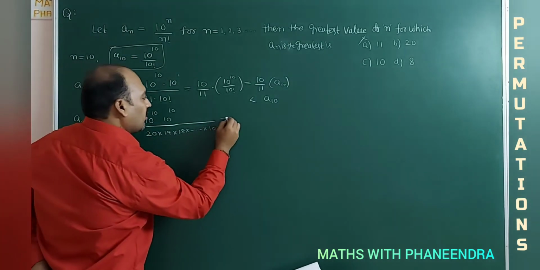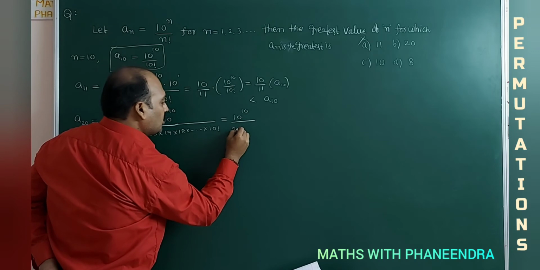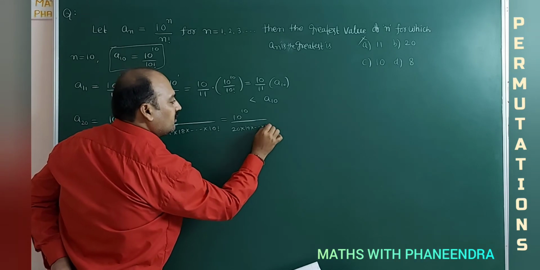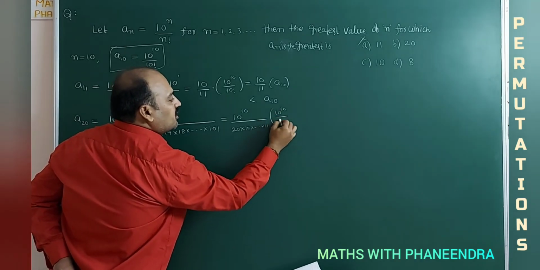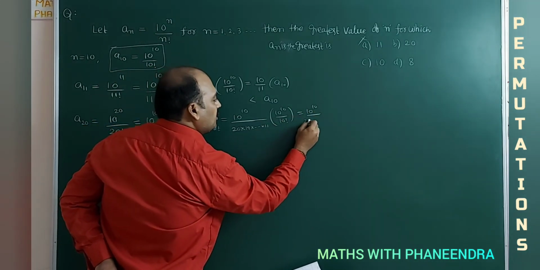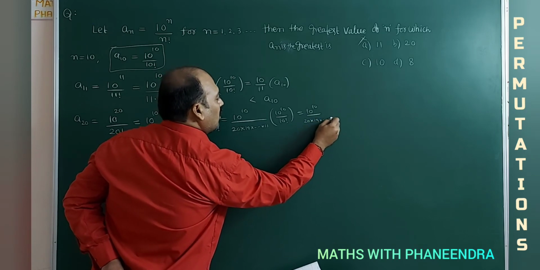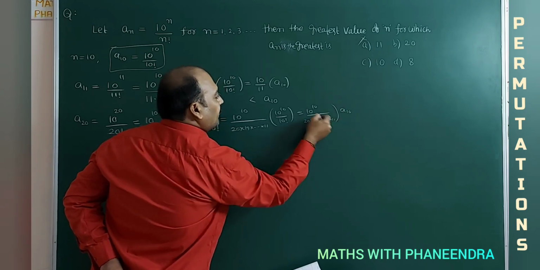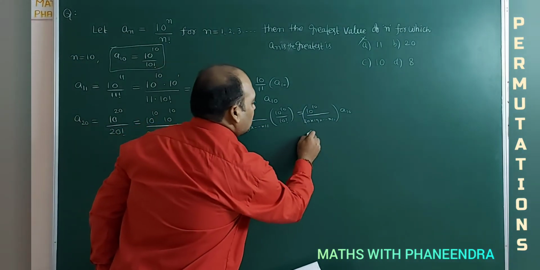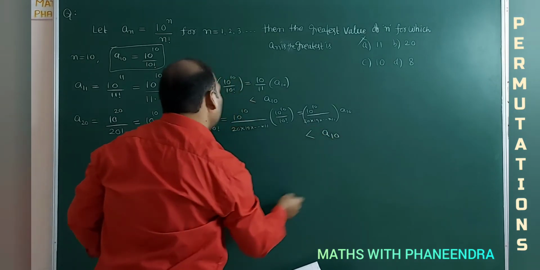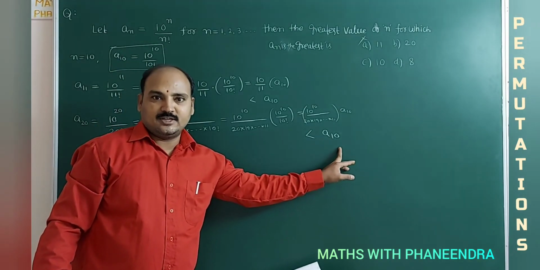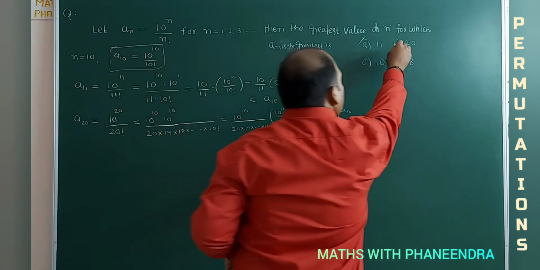So 10 power 10 divided by 20 into 19 and so on to 11, into 10 power 10 by 10 factorial, that is equal to a10. This 10 power 10 divided by 20 into 19 into and so on to 11 is also a small value, less than 1. So by calculating, it will come as a10. So a20 is also less than a10. So 20 is also not the greatest one.